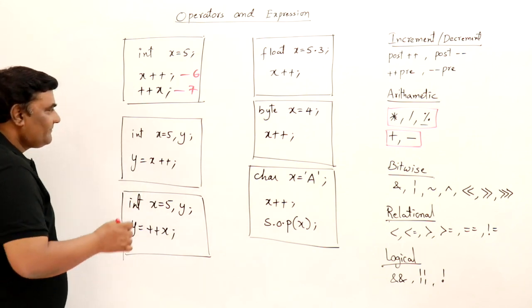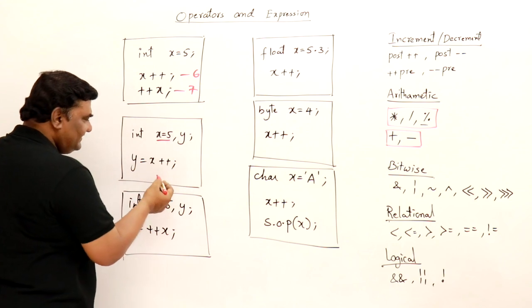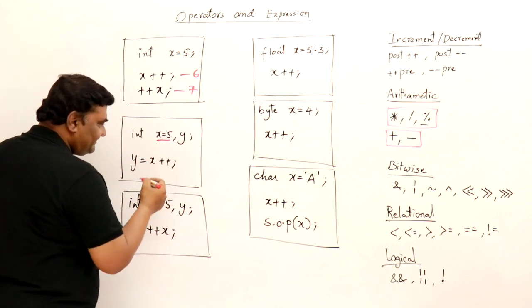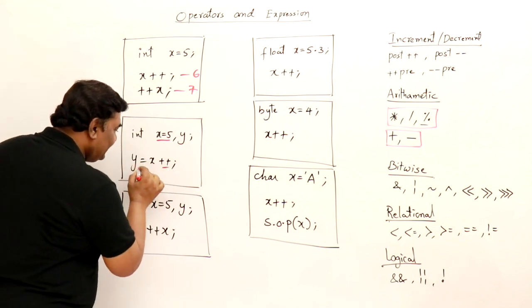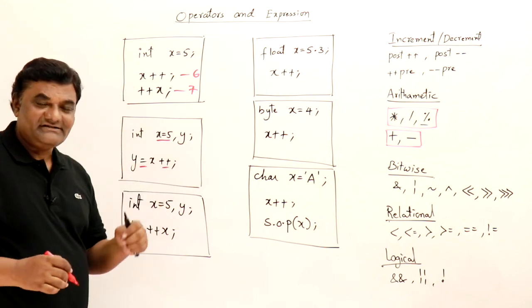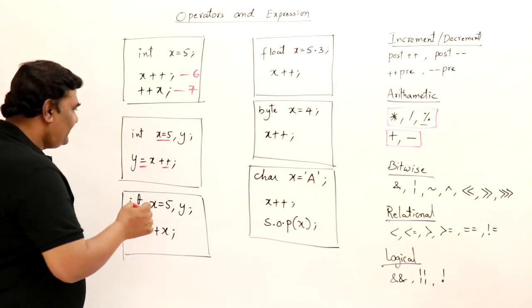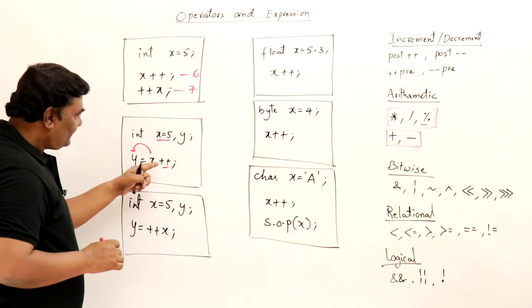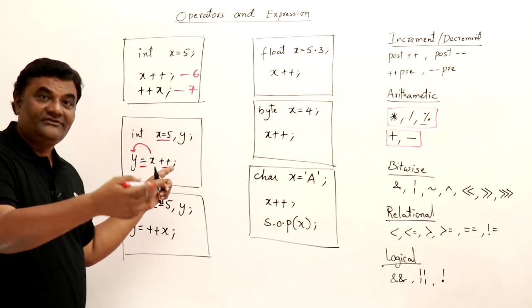Let us see here. Here I have variable x having value 5. Then here I have written the expression y = x++. So plus plus is there, and assignment is also there, so two operations are there. The question is which operation is performed first? First the assignment is done. Why not plus plus? Because plus plus is post-increment, so it will be done afterwards.